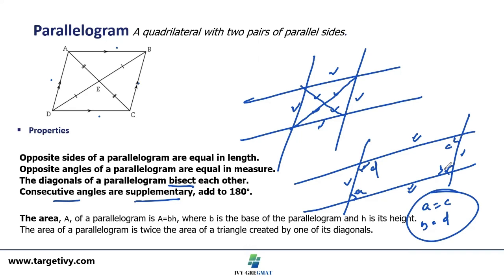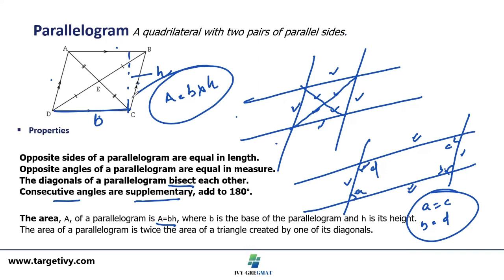The area of a parallelogram is base into height, the base of the parallelogram and the height of the parallelogram. So this is the base, and say this is the height of the parallelogram. So area is equal to base into height. Fair?